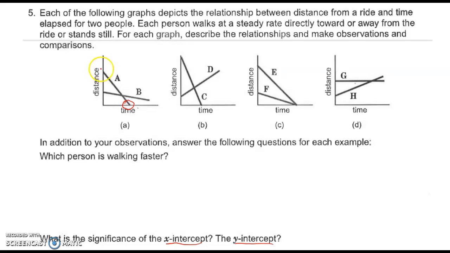Now the y-intercept is where it crosses the y-axis. And what does that tell me? That tells me how far away each person was at the beginning of this problem.